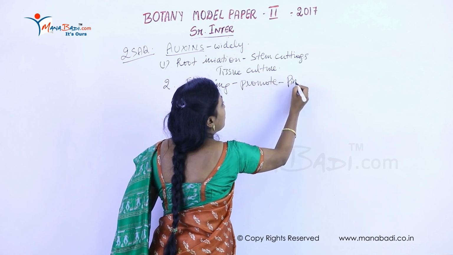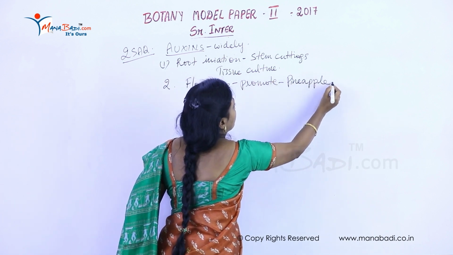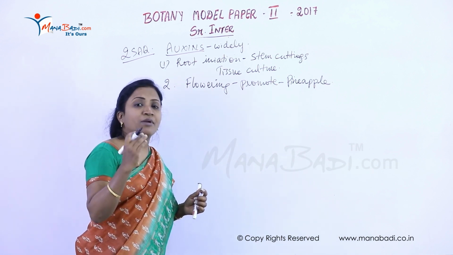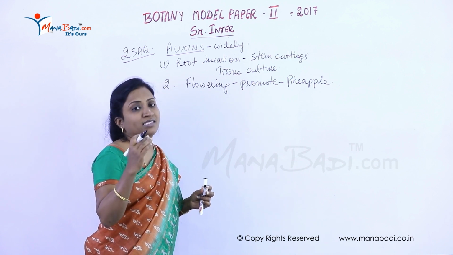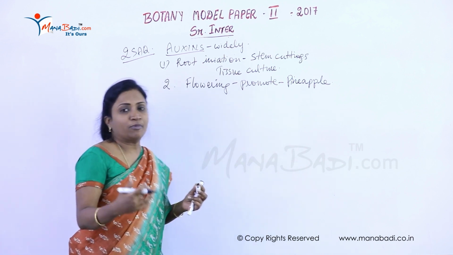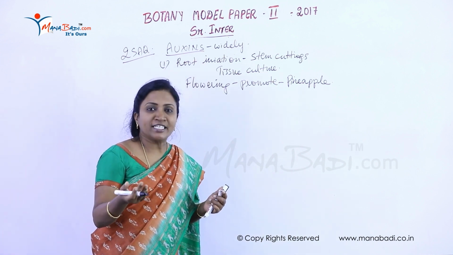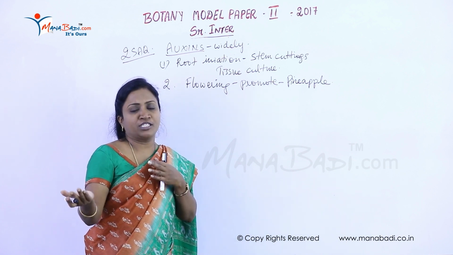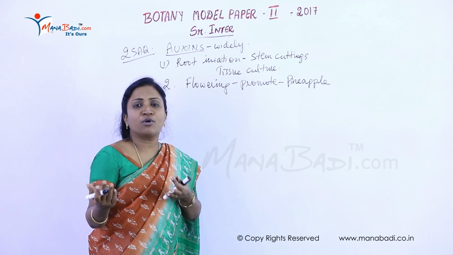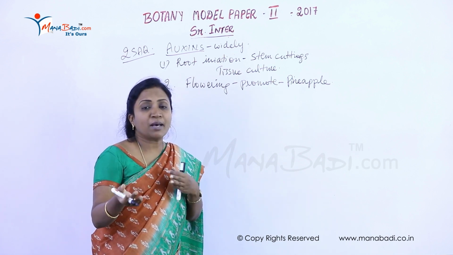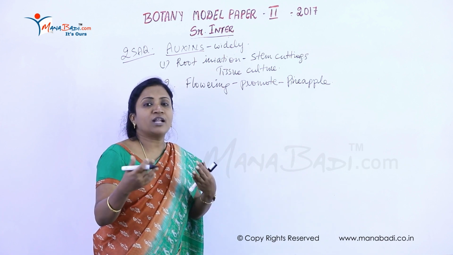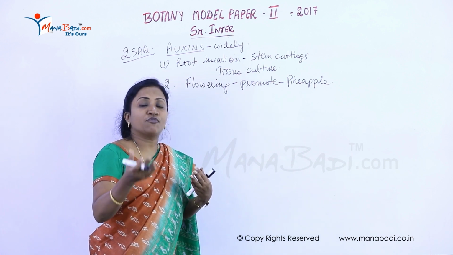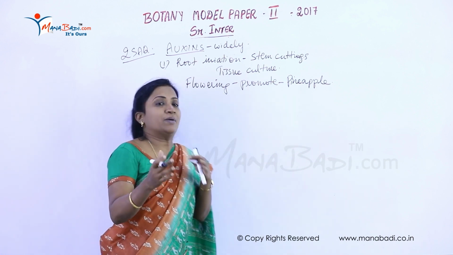One example we can go with is pineapple. Auxins promote flowering in plants like pineapple. As the flowering is promoted, it automatically increases the fruiting, because the number of fruits is obviously related to the number of flowers. So by application of auxins, flowering can be promoted earlier in plants like pineapple.